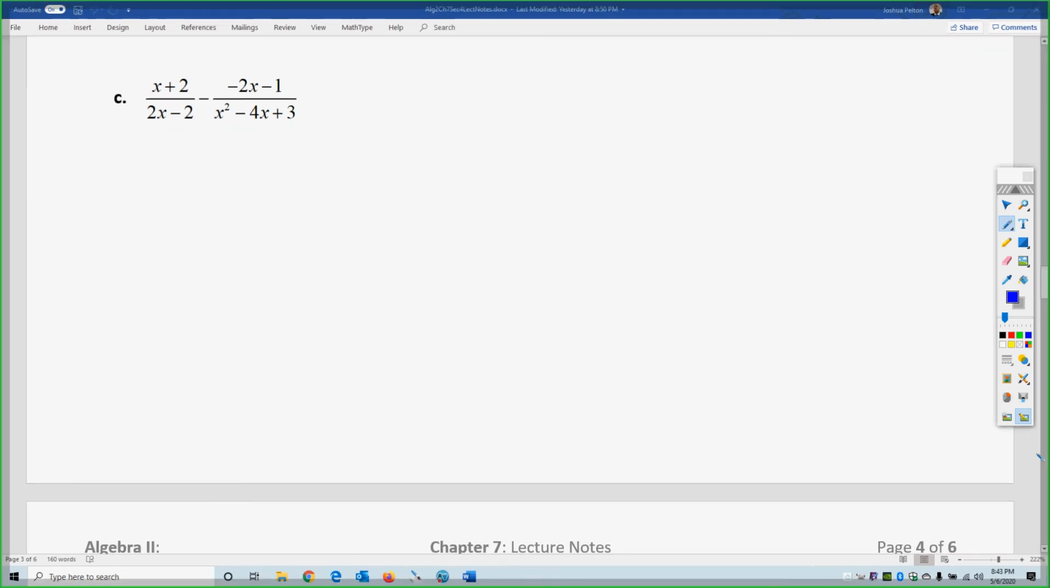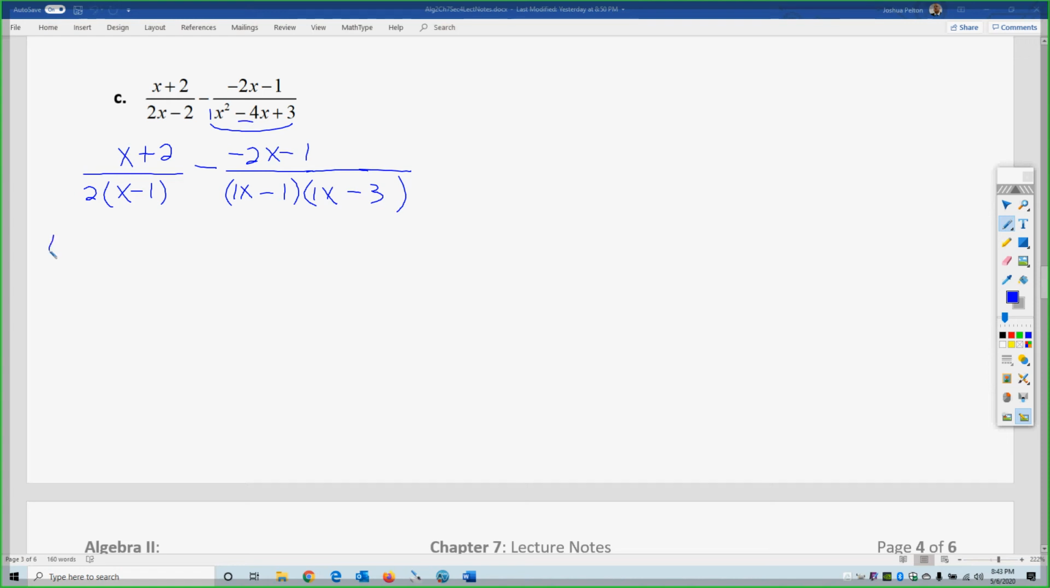Okay, so again, factor the denominators completely first. So x plus 2 over, well, 2x minus 2 has a common factor of 2, which we can factor out. So that's x minus 1, minus negative 2x minus 1 over, using quad form factoring, so that's 1x, 1x, 1 times 3 is 3. The only factors that will work are 1 and 3. And they both need to be negative to multiply to positive 3 and add to negative 4.